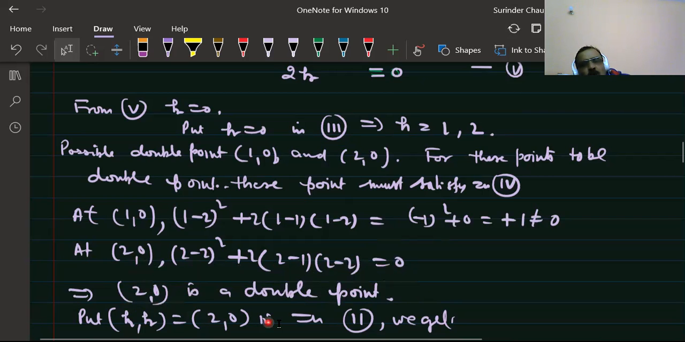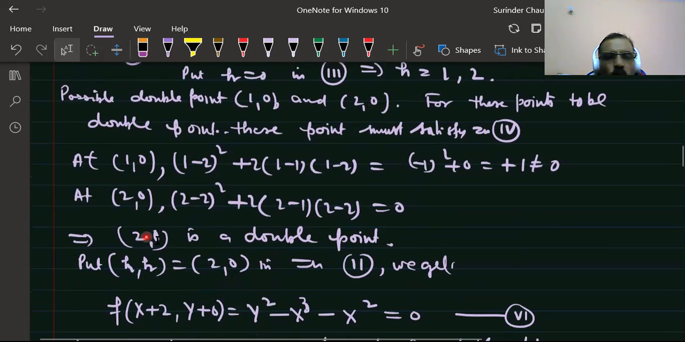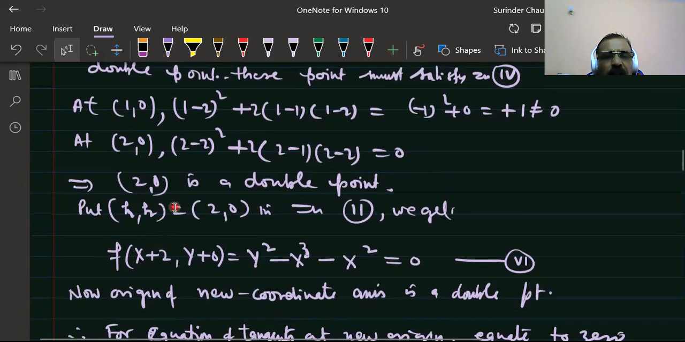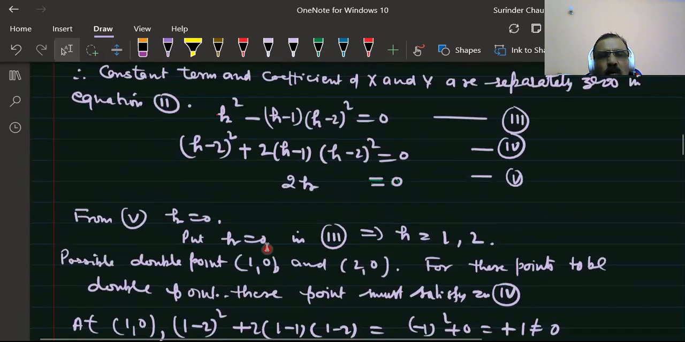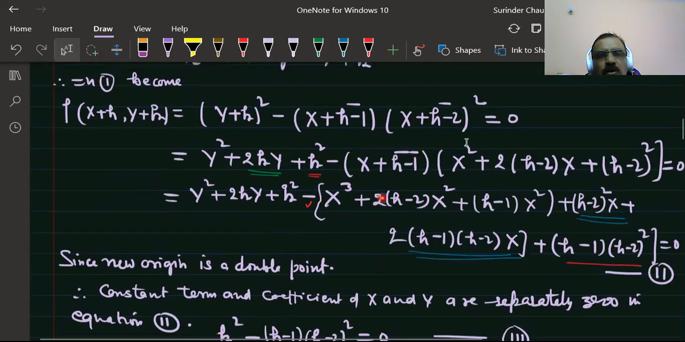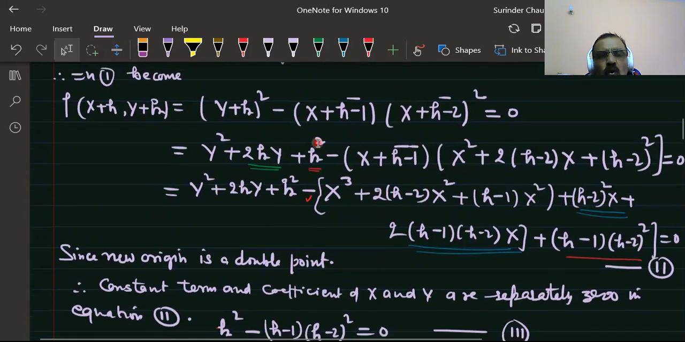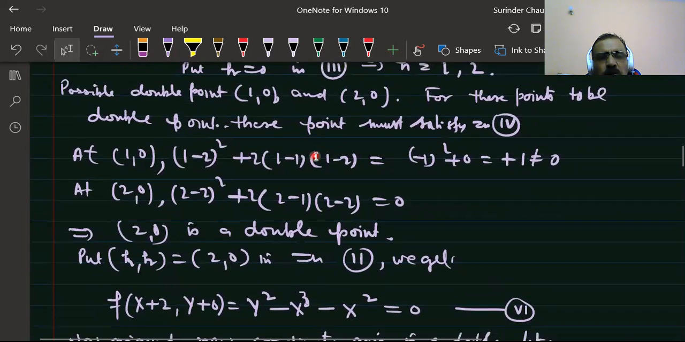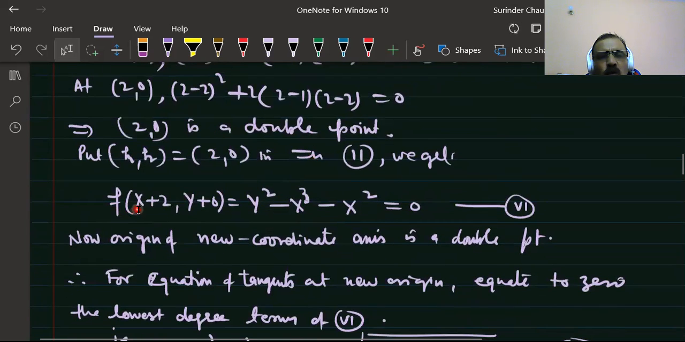So we got the double point here. Now, when we substitute the values of h and k, (2, 0), in the given equation, we go to the transformed equation. We obtain f(X + 2, Y + 0) = XY² − X² − X³ = 0.